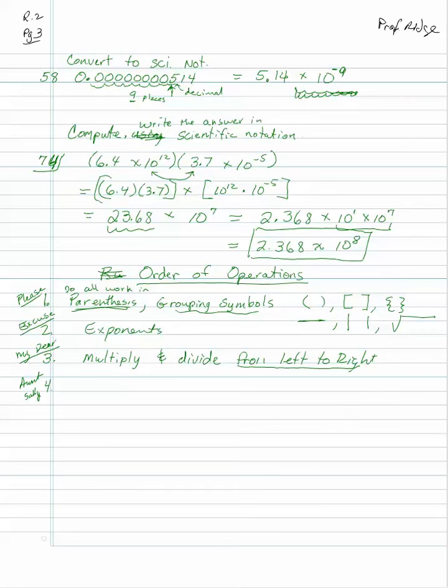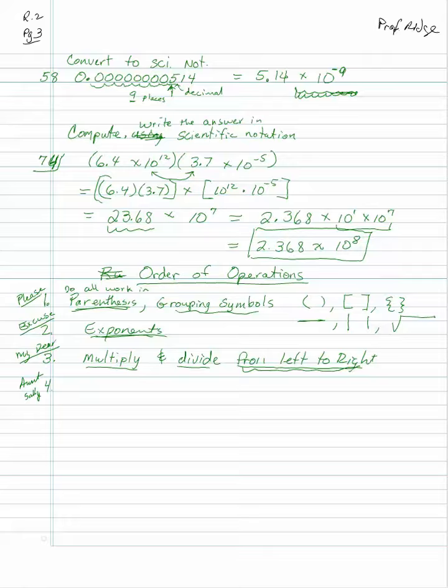So you do all the work in those first, and then the next step, you evaluate all your exponents. Then my dear, so it'll be multiply and divide. Now here's the thing that's left out of the acronym. It's from left to right. You have to understand that multiply and divide are on the same level of precedence. So you don't necessarily multiply first, then divide. You multiply and divide in order from left to right. Now, of course, if everything's multiplying, we know it's commutative, so we can switch the order. But if you have a mixture of multiply and divide, you got to do it from left to right.